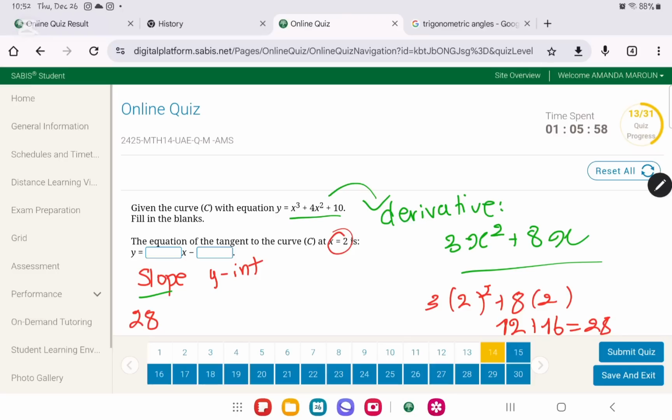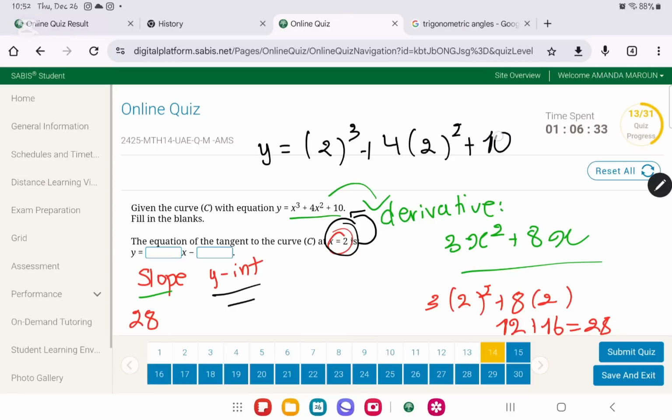Now, however, the y-intercept is a bit trickier. Okay? They told us that at an x of 2, we need to find the y-intercept. How can we find the y-intercept if we don't know what our y is? Very good question. That's why we need to find our y. To find our y, we're just gonna substitute the x in this equation. So y is equal to 2 to the power of 3 plus 4 times 2 to the power of 2 plus 10, which will result in a 34.